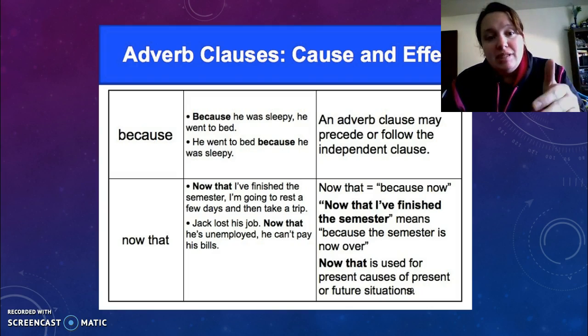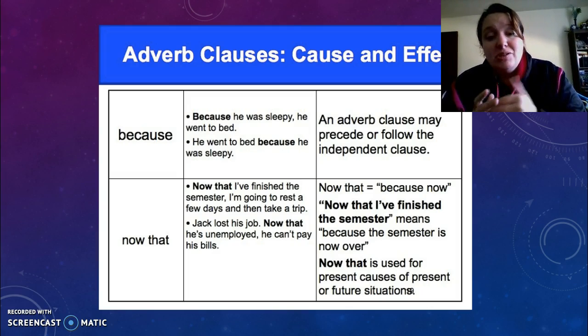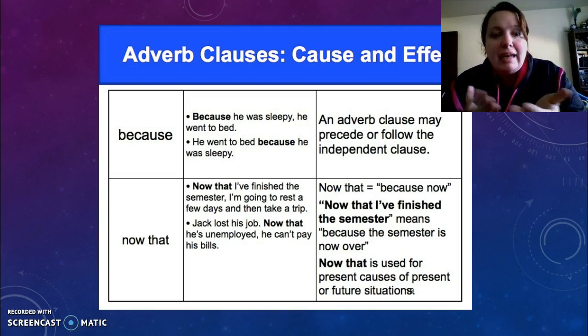So, because he was sleepy, he went to bed. So he went to bed, and why? He went because he was sleepy. It may precede or follow the independent clause. It doesn't matter where it is. Now that I've finished the semester, I'm going to rest. Yeah, now that is our adverb.